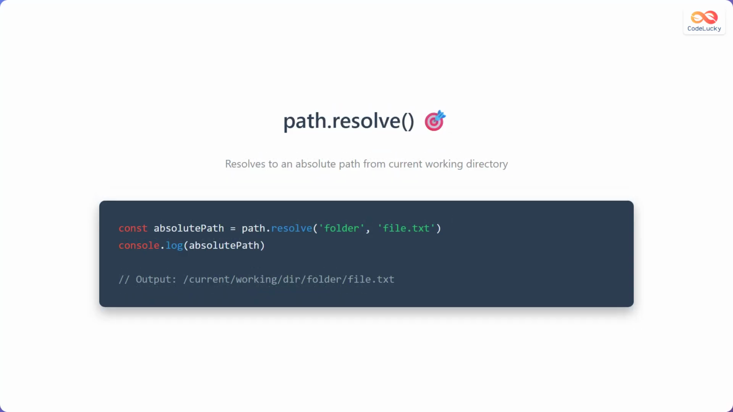The path.resolve method resolves a sequence of paths into an absolute path. It starts from the current working directory and resolves the given path segments. For instance, if you resolve folder and file.txt, the output would be /current/working/dir/folder/file.txt, assuming /current/working/dir is your current working directory.